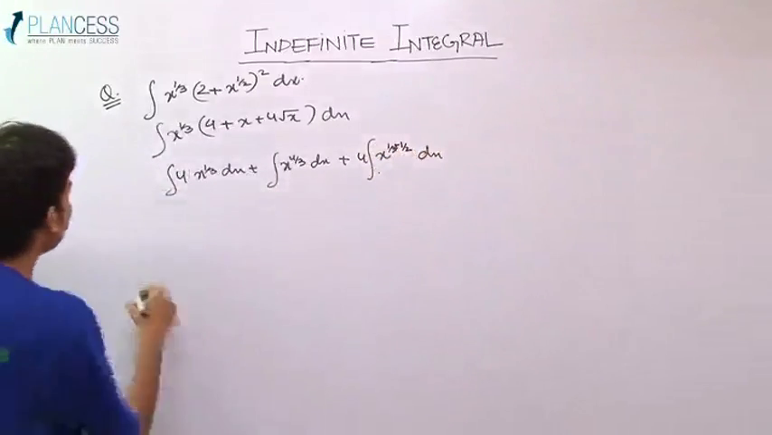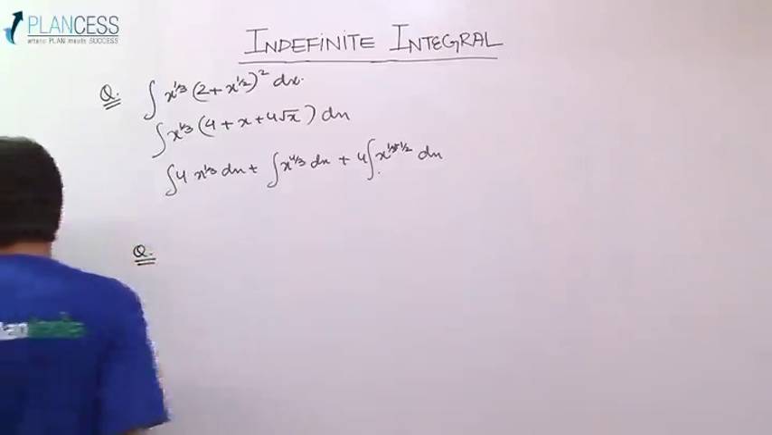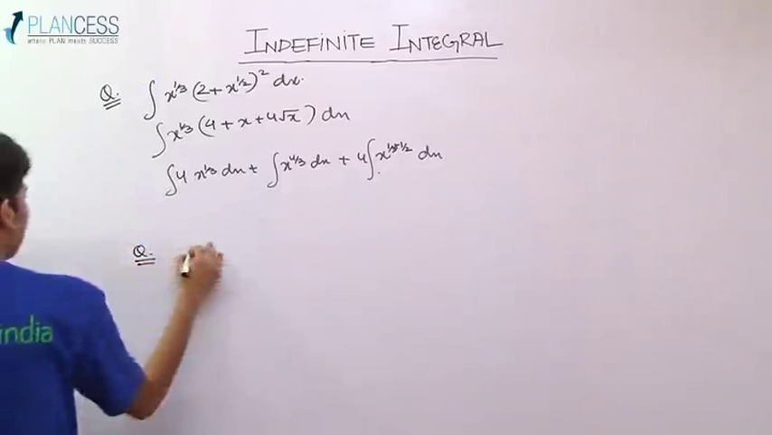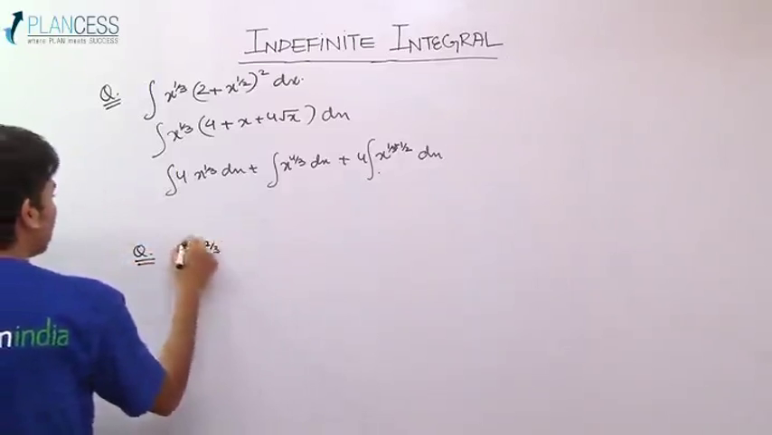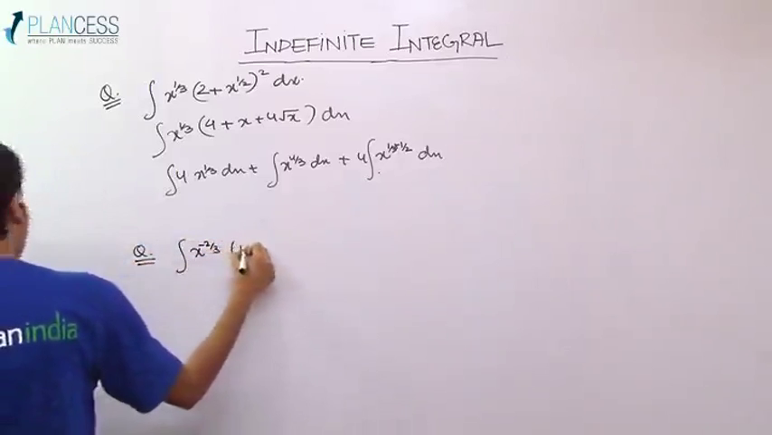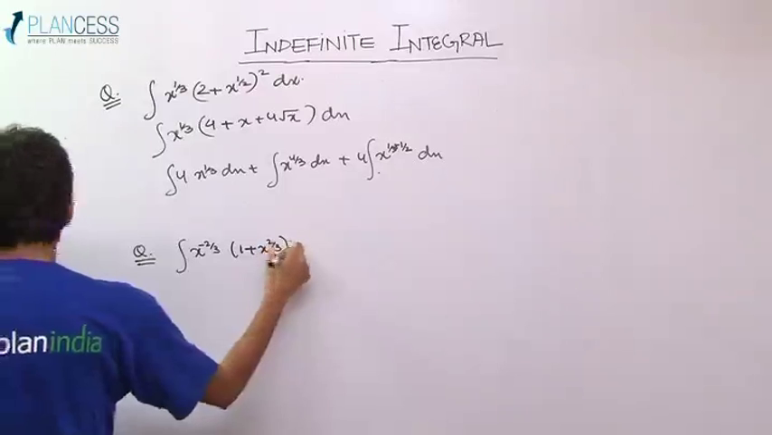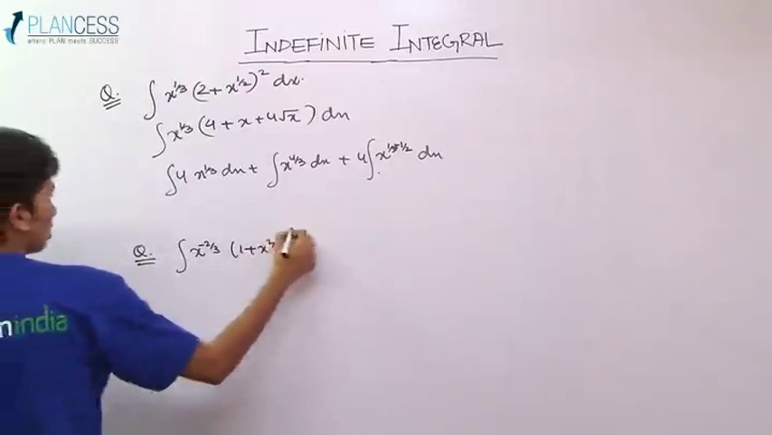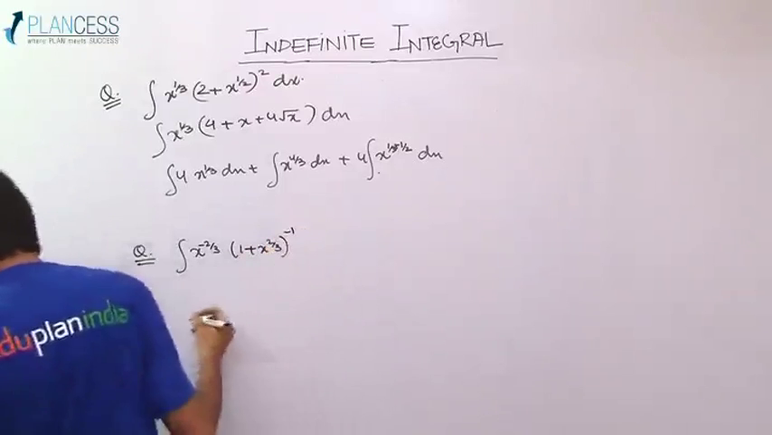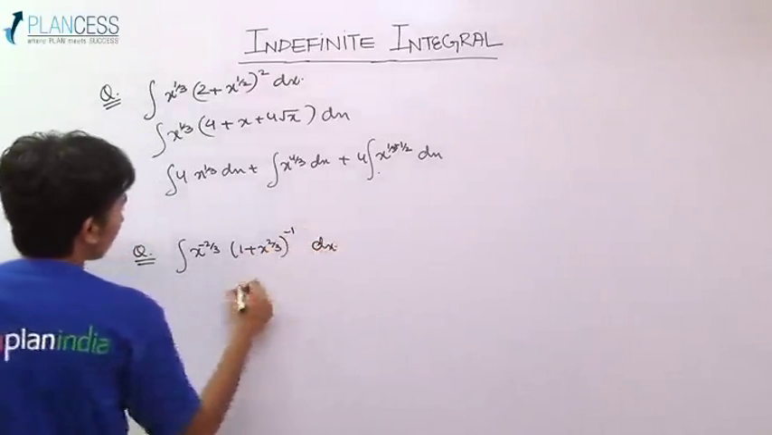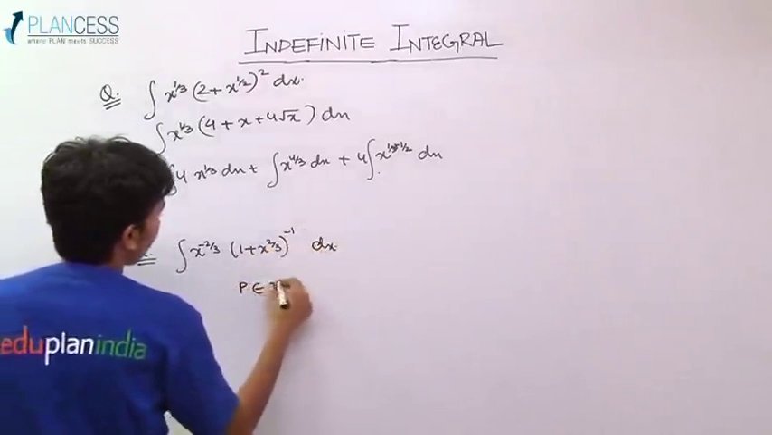So this was of the first category. This should have been easy. The second one is the integral of x^(-2/3) (1 + x^(2/3))^(-1) dx. This is of the second type, where p is a negative integer.